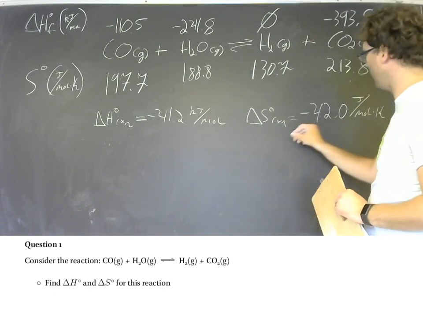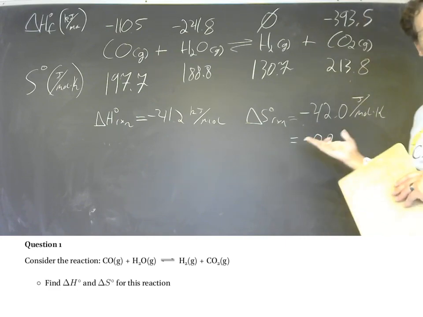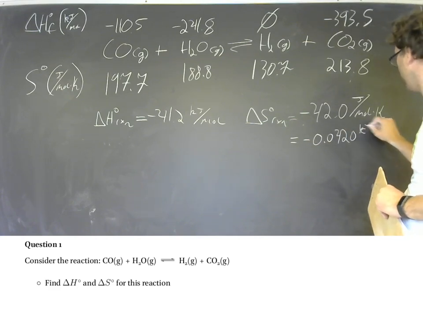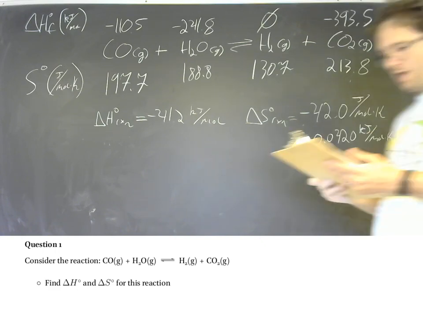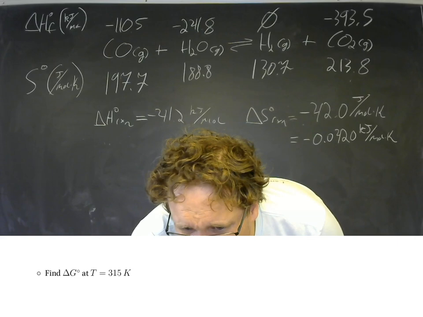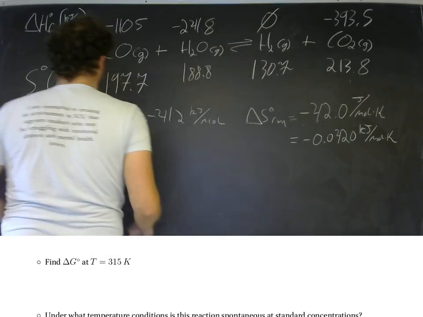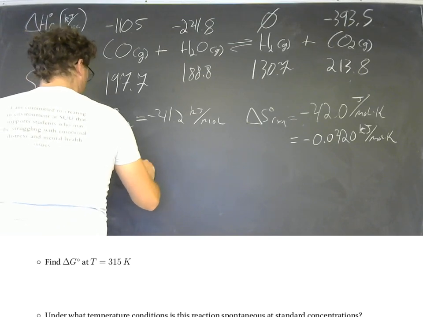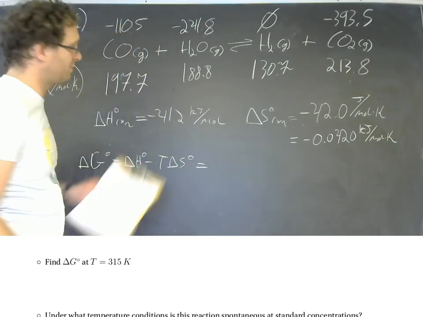And we'll go ahead and convert this into kilojoules per mole Kelvin so that the units match with everything else. Just divide it by 1,000. Kilojoules per mole Kelvin, 0.042 now. So that's delta H and delta S. Now find Gibbs energy at a temperature of 315 Kelvin. We know that delta G is equal to delta H naught minus T delta S naught. And so we'll just plug those values in.